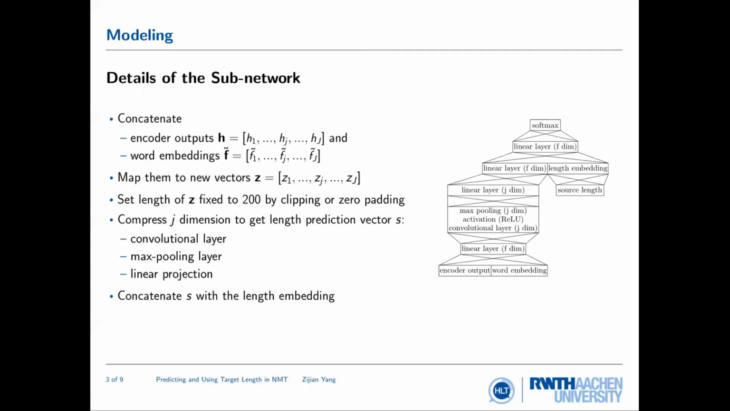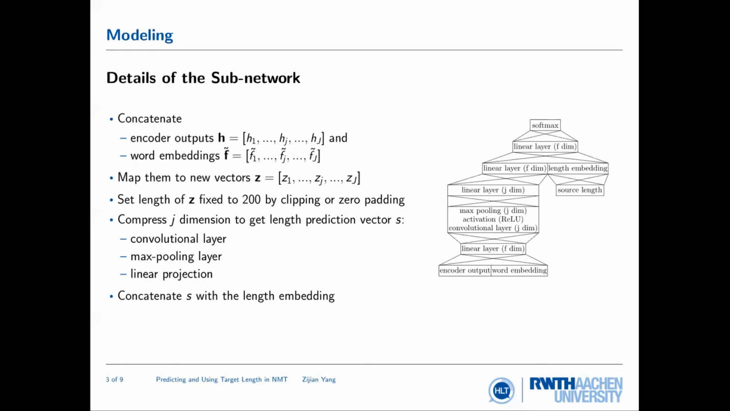Okay. Then let me introduce some more details about the subnetwork. Firstly, we concatenate the encoder outputs and the word embeddings together and map them to new vectors z. Then we set the length of z fixed to 200 by clipping or zero padding. Namely, capital J is fixed to 200. Then we utilize a convolutional layer, max pooling layer, and a linear projection to compress the J dimension.